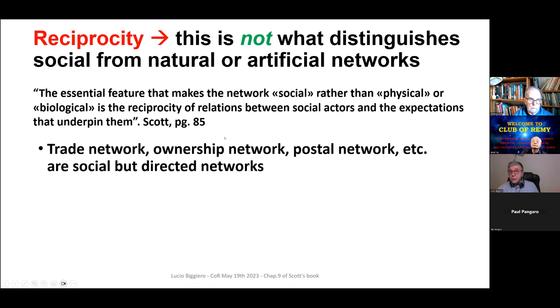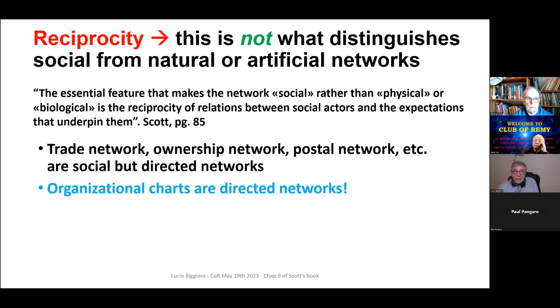Trade networks are directed networks. I can sell something to you, and you don't sell anything to me. So they are directed networks. All trade networks, all ownership networks, postal networks. I can send you a postcard and you don't send it to me. There is no necessary reciprocity. Of course, some social networks are characterized by reciprocity and are non-directed, and some others not.